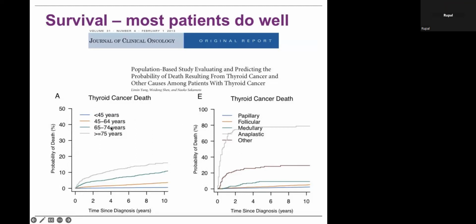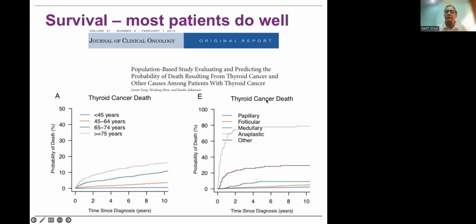If you see the patients who are less than 45 years of age, the probability of dying from thyroid cancer per se is very, very low. That means as the age advances, the probability of dying from thyroid cancer increases. What it means is that when a young patient with thyroid cancer dies, the cause of death is not the underlying thyroid cancer; it is some other disease, as with age-related and other phenomena.